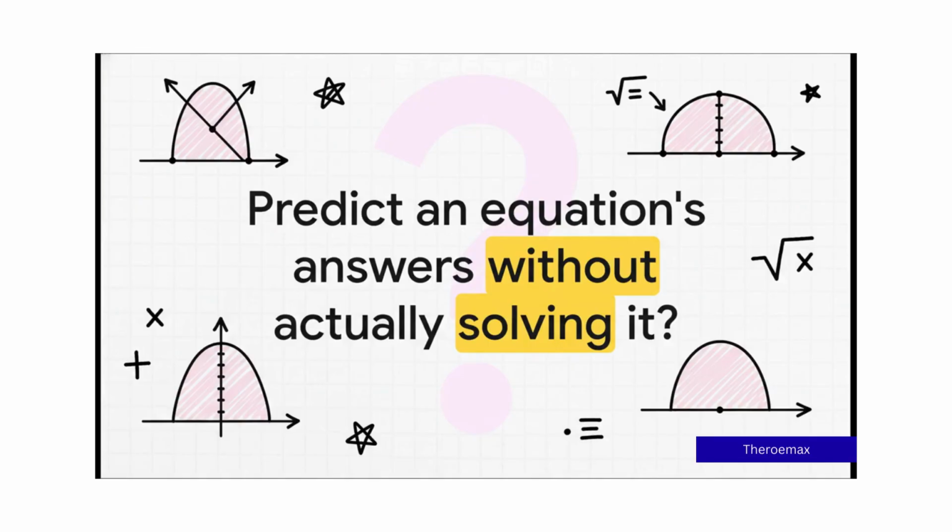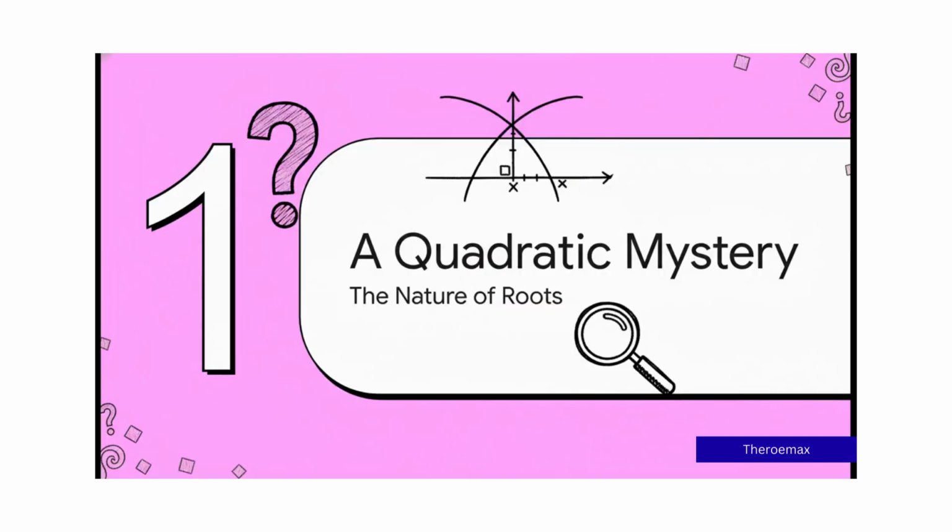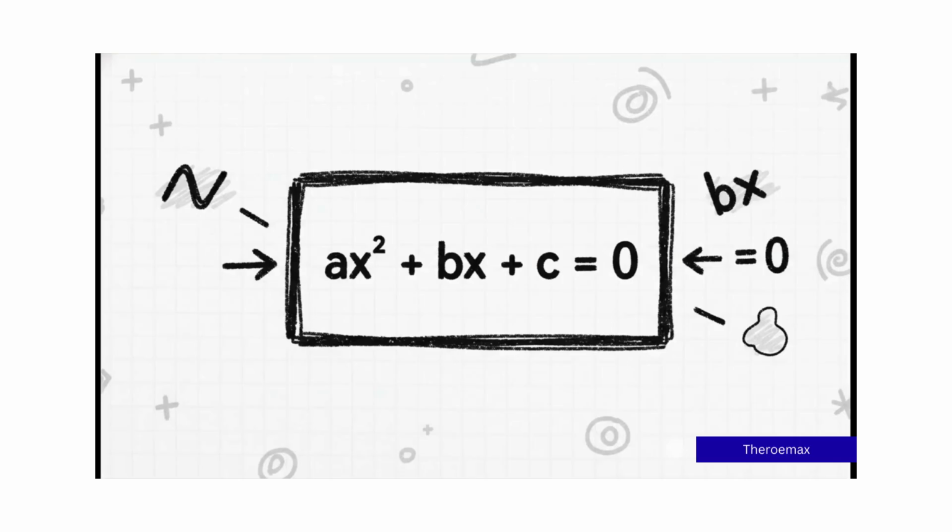I mean, seriously, have you ever wondered if you could just know if an equation has two solutions, or maybe just one, or even none at all, without slogging through all the algebra? It kind of sounds like a magic trick, right? But it's not. It's pure math, and believe it or not, it's surprisingly easy. Okay, so first up, let's set the stage for what I like to call a quadratic mystery. Our mission, should we choose to accept it, is to figure out what kind of answers an equation has without actually solving it.